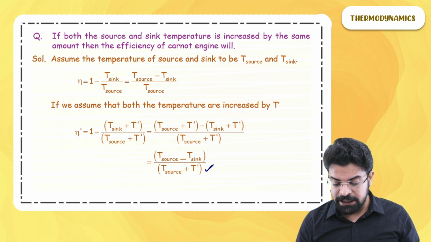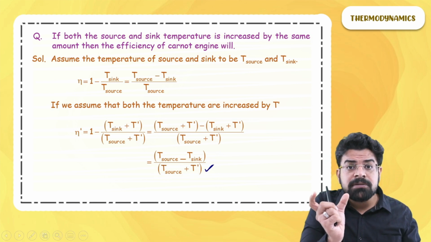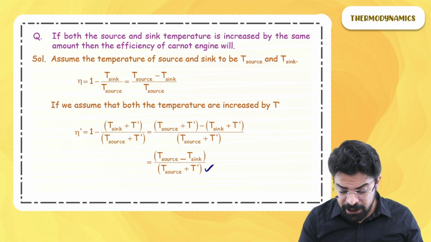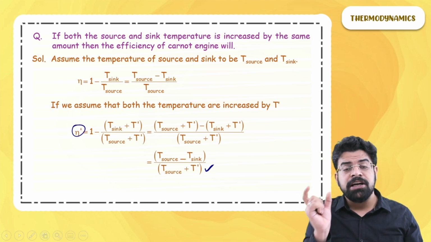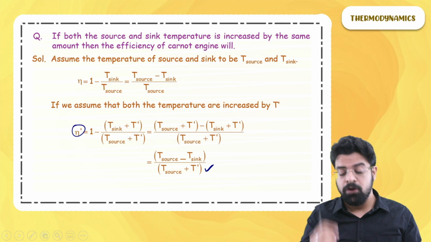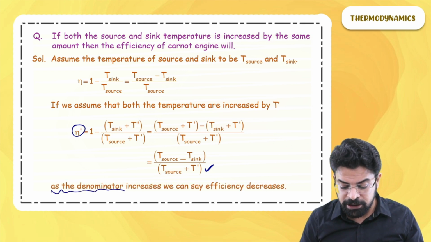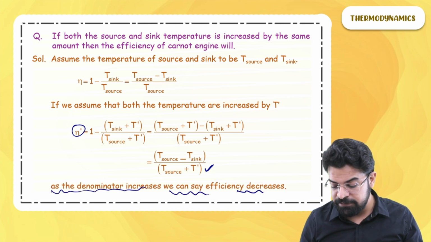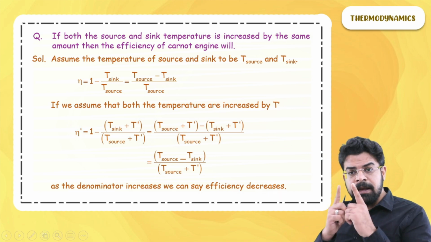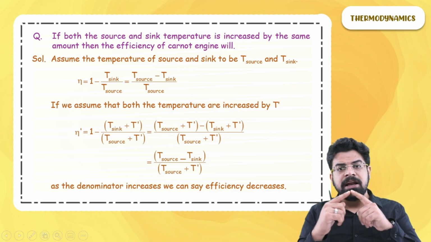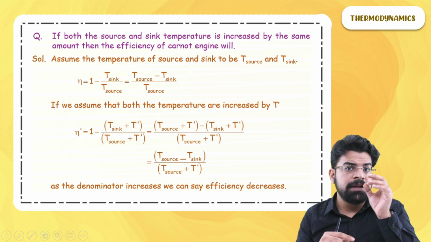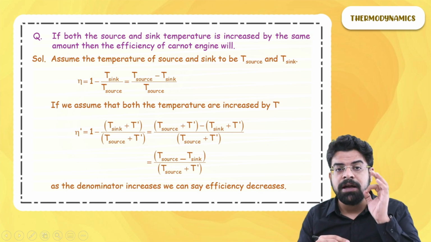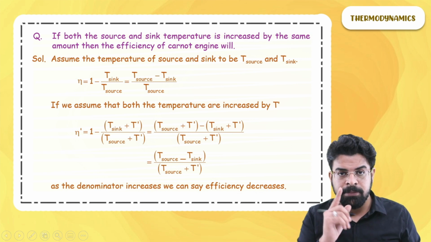So in this case the denominator is larger. If for N dash the denominator is larger, it means that N dash has to be smaller. So as the denominator increases, we can say that the efficiency decreases. So if the temperature of both source and sink are increased by the same amount, then the efficiency of the heat engine decreases. Remember this point.